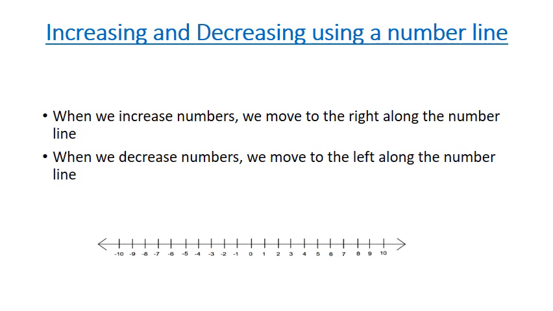Okay, so we can use a number line to help us when we are increasing or decreasing values. All right, so for example, when we increase numbers, we move to the right along the number line. So if we're starting at 0 and we want to then add 5, we're increasing, we go all the way to 5. So if we're increasing, we move to the right. Alternatively, if we are decreasing, so we start at 0 and we take away 5, all right, we end up going to the left.